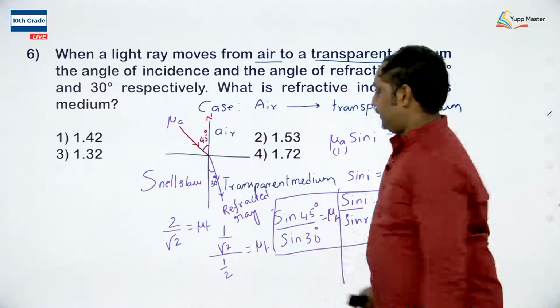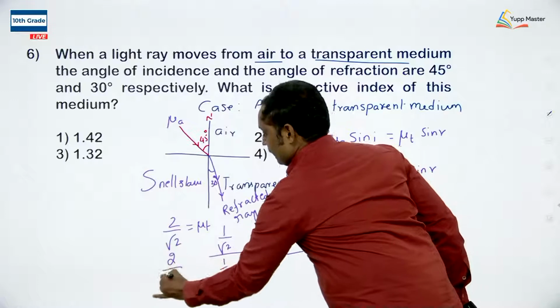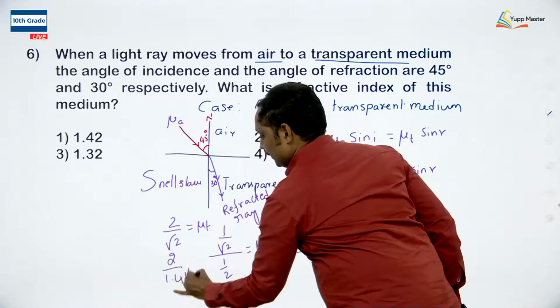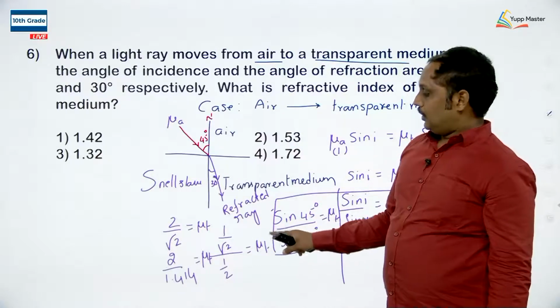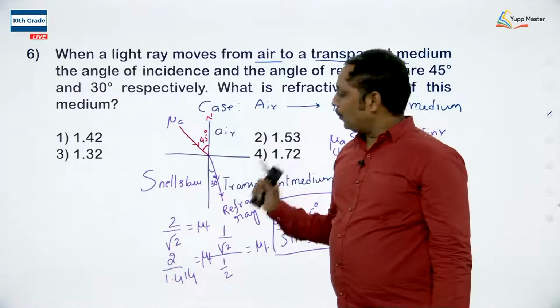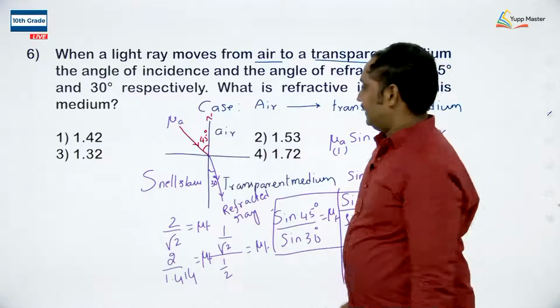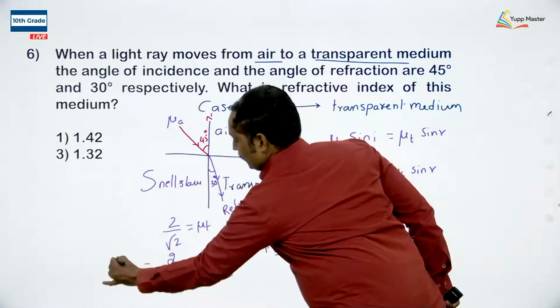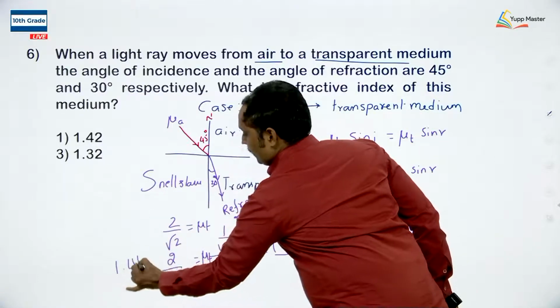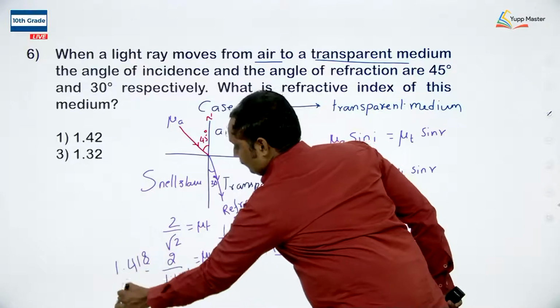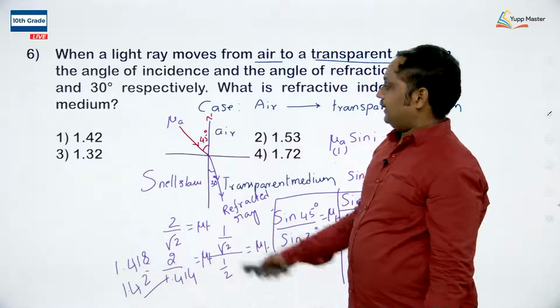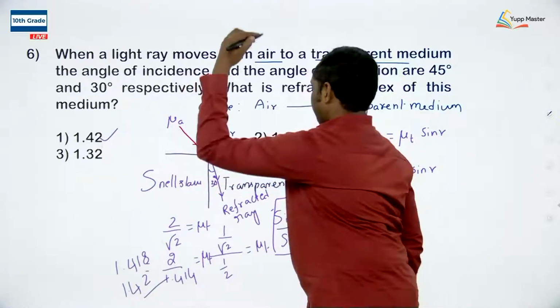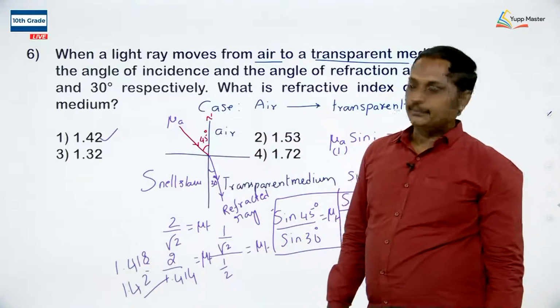If you take 2 divided by 1.414, that is equal to mu T. This is about 1.4178, so you will get 1.418. It was approximated to 1.42. Yes, the final answer is the first one. Please have a look into the matter.